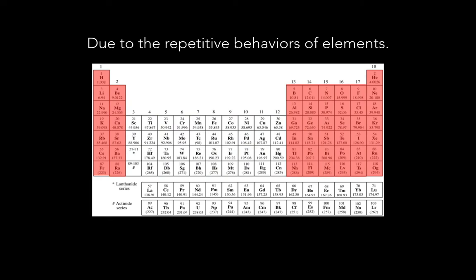Now, let's further break down the periodic table into groups. Due to the repetitive behaviors of elements, this is the law of octaves that we were discussing earlier that John Newlands discovered. This law of octaves pertains to what we call representative elements or main group elements.